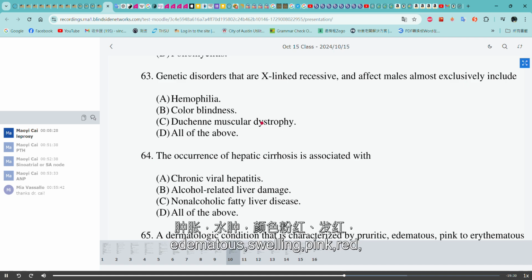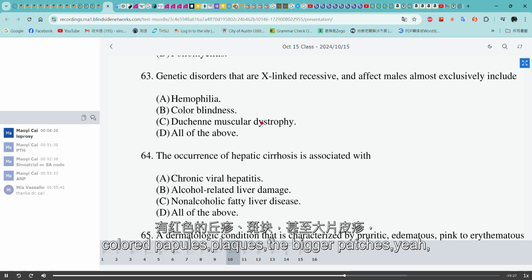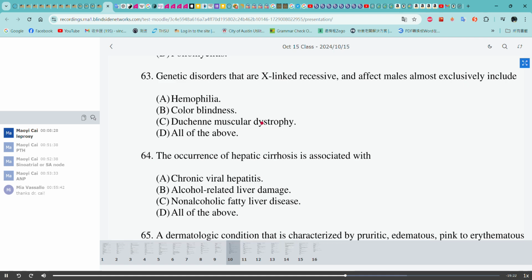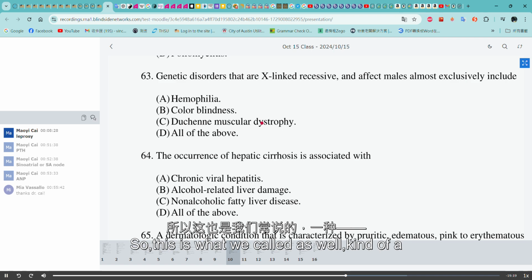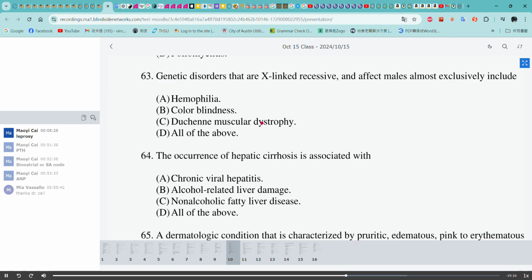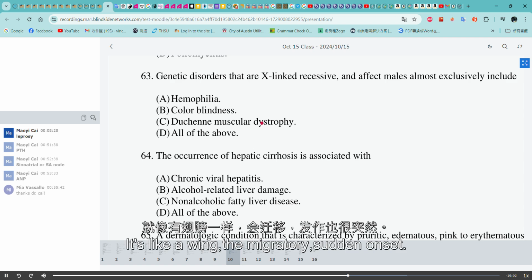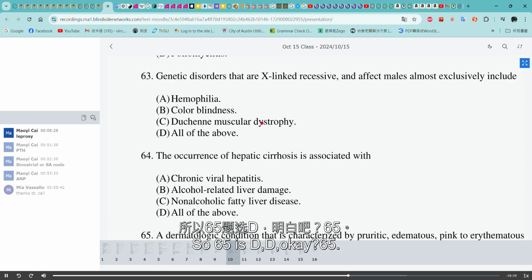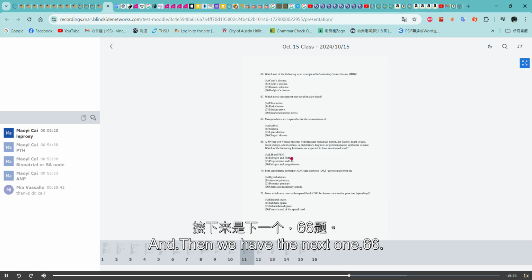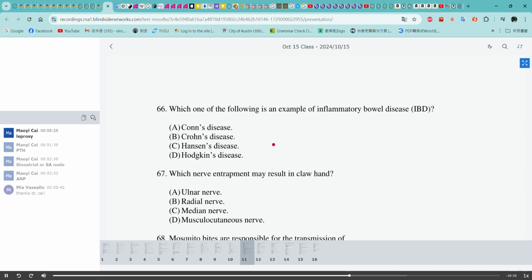65. Skin condition. Very itching, edematous, swelling, pink, red color papules. Plaques, the bigger patches, superficial layer. So this is what we called? Kind of a suddenly very itchy. It comes quick, it goes quick. This is allergy. The superficial is what? Urticaria. Urticaria is also called hives. Hives, wheals, TCM we call winged wheals, right? It's like a wing, the migratory sudden onset. So 65 is D. D, okay? And then we have the next one, 66.